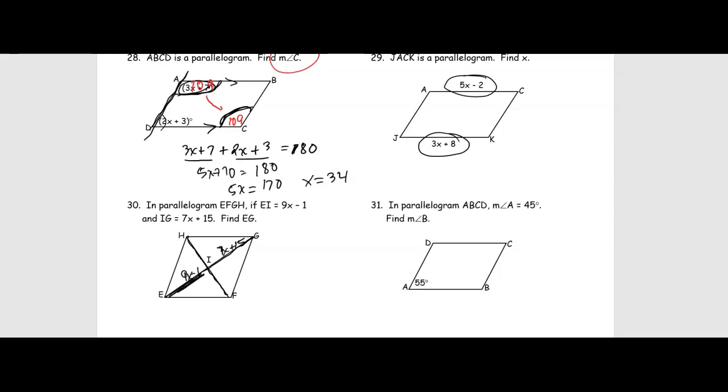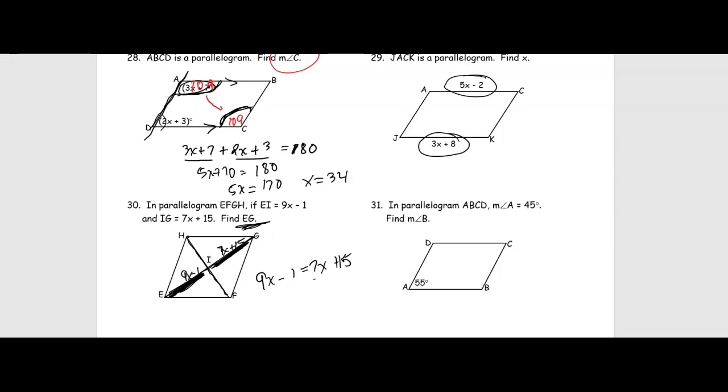So what that tells us is this 9x minus 1 has to be equivalent to the 7x plus 15. If we're getting bisected, that means we have two equal lengths. So these lengths have to be set equal to each other. All right. And then we can solve that. Just answer the question. Make sure you're finding length EG. All right. Actually, let's finish that.